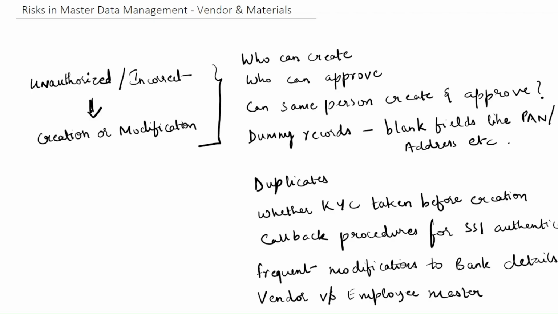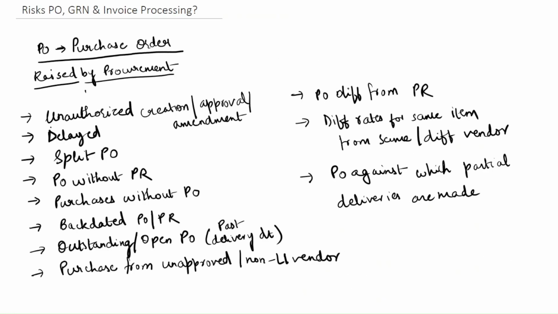Similarly, bank details are a very sensitive component of the vendor master, and if bank details are frequently modified, then that could be a potential red flag which needs to be identified. You can also check the details in the vendor master against the employee master to identify if there are any potential related parties. Now we will speak about the risks in the purchase order creation and processing phase.